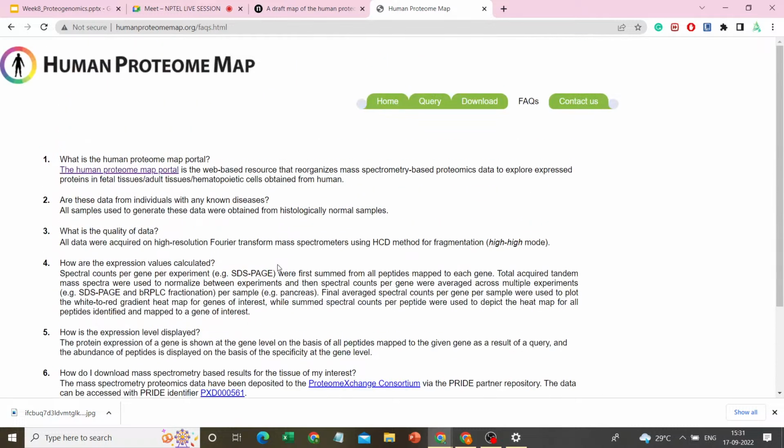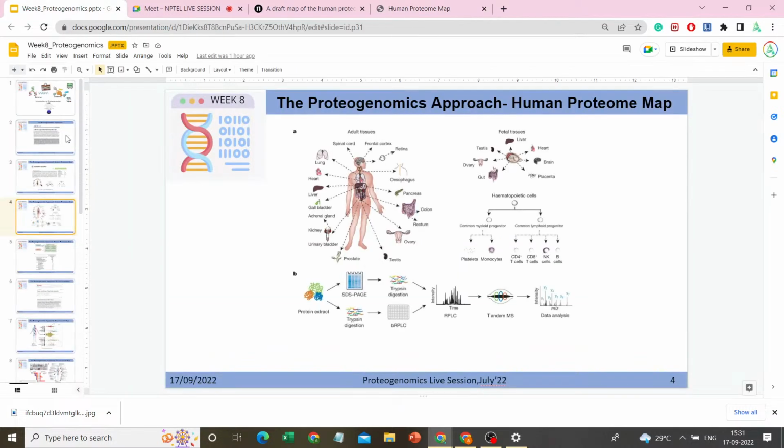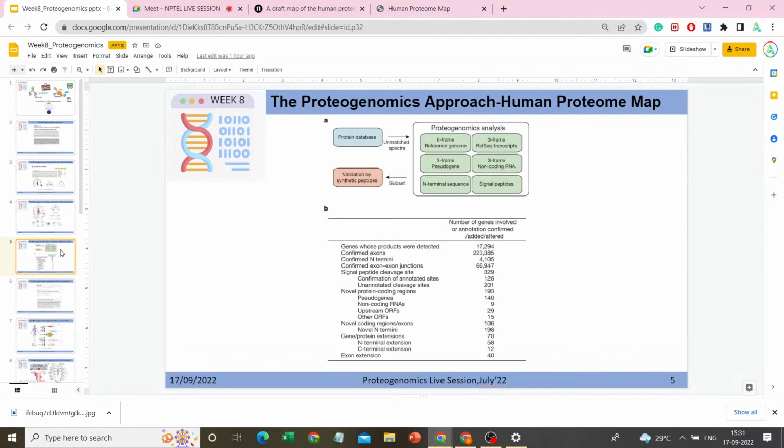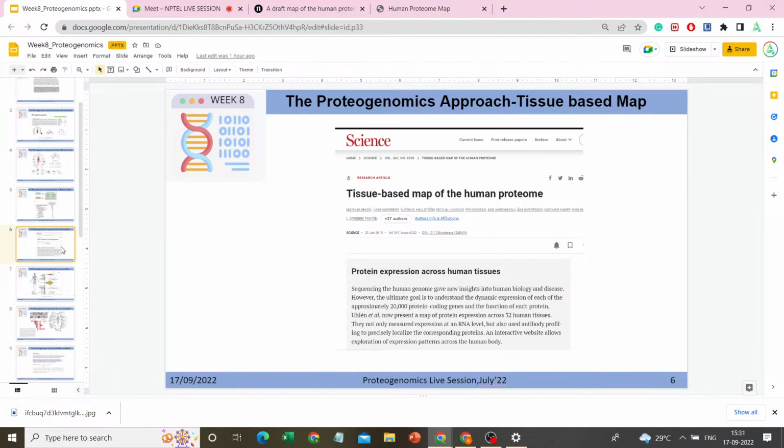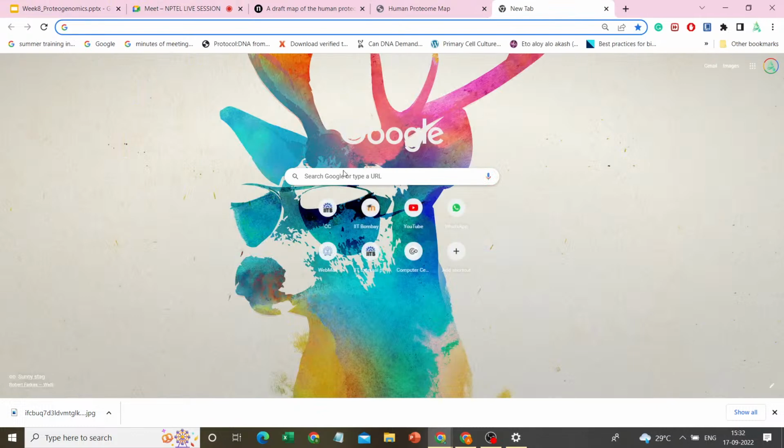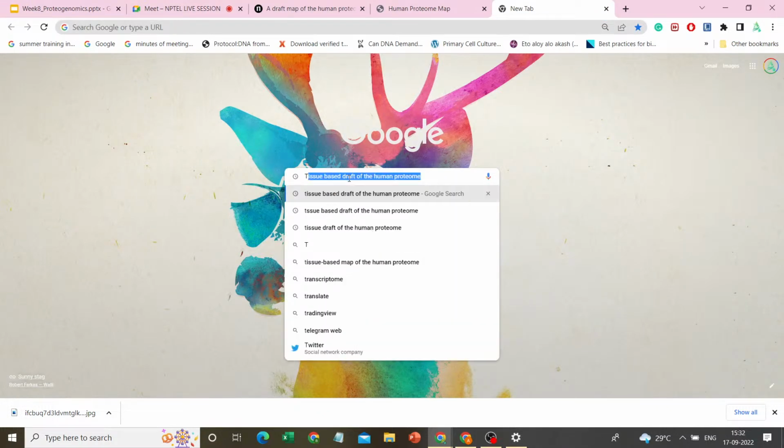So this is the overall for the human proteome map. Now looking at the tissue based map of the human proteome, which was another one published at near about the same time, to identify the protein expression levels, the gene expression levels across the tissues.